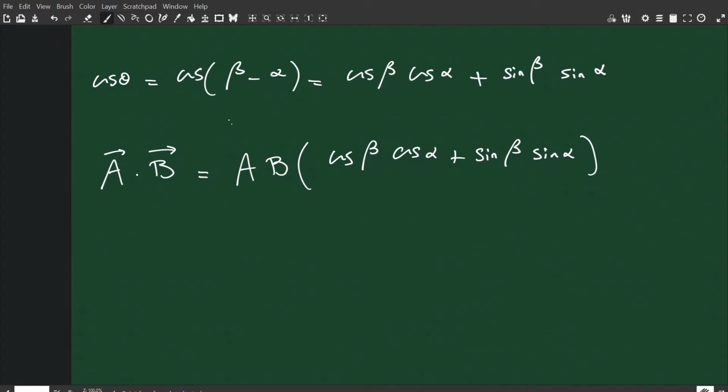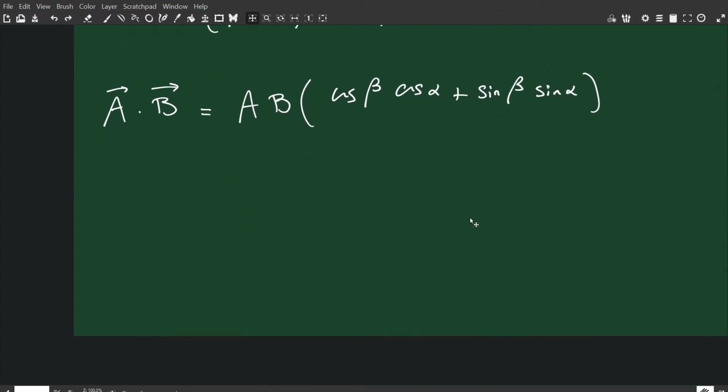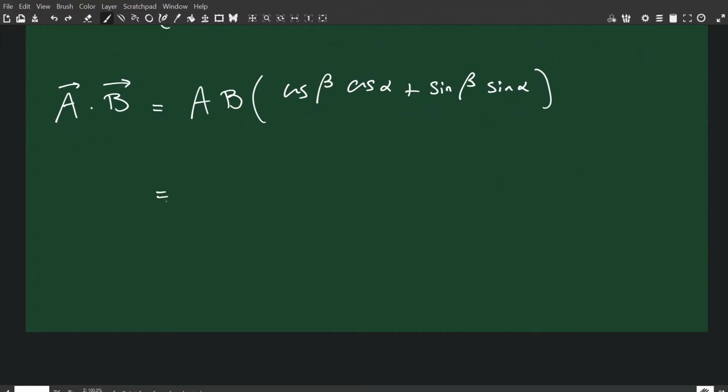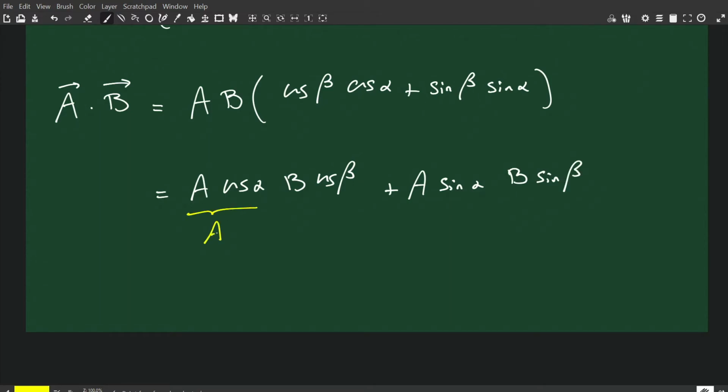Here all of these variables are scalar, so we have simple algebra. It's equal to AB cosine alpha B cosine beta plus A sine alpha times B sine beta. And if you see, this one is AX, it's BX, it's AY, and it's BY.